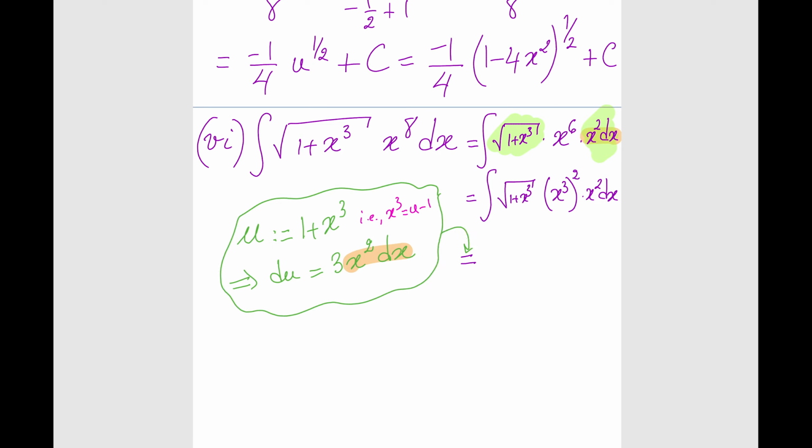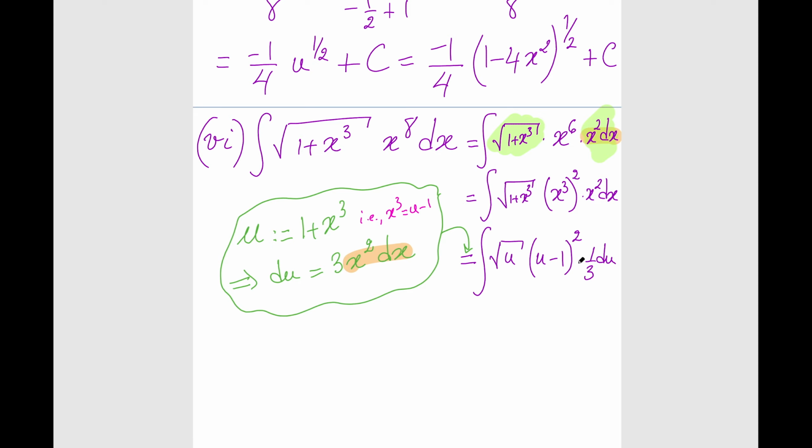I can inject it here. This is the u substitution part. So that becomes the square root of u, because 1 plus x cubed is u, and the x cubed is u minus 1, and x squared dx is 1/3 du, right? Correct?